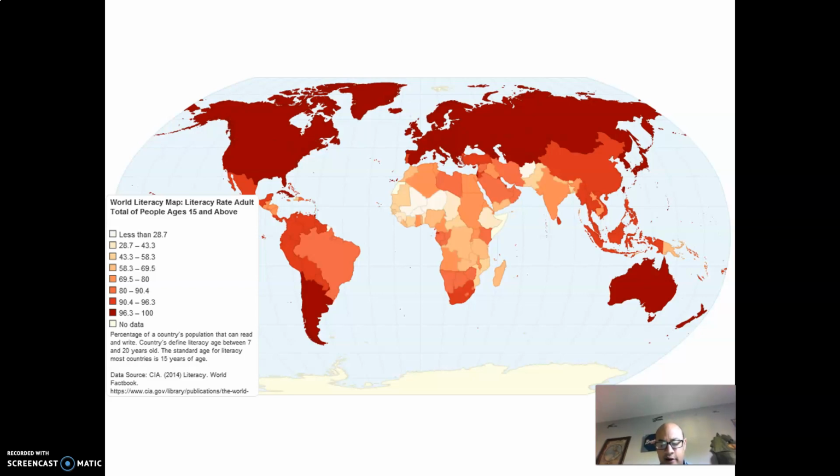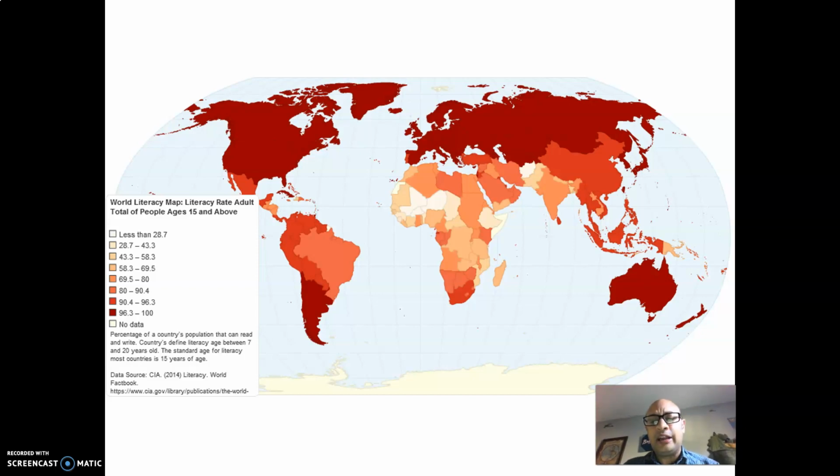Literacy rates are 99% in developed countries. In sub-Saharan Africa, you're looking at about 70%. In Latin America, about 90%, depending on the region. But the issue with literacy rates is that the bar is pretty low, right? Literacy is that you can read and write.